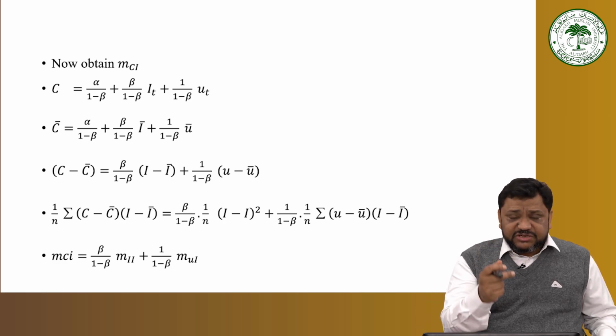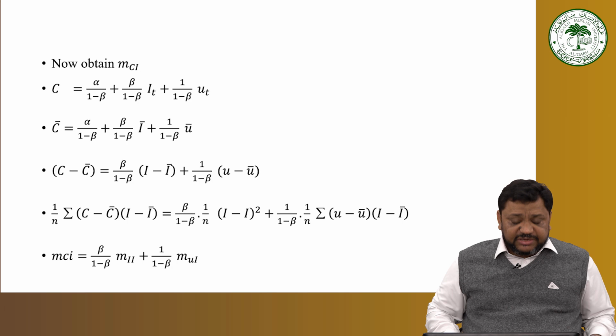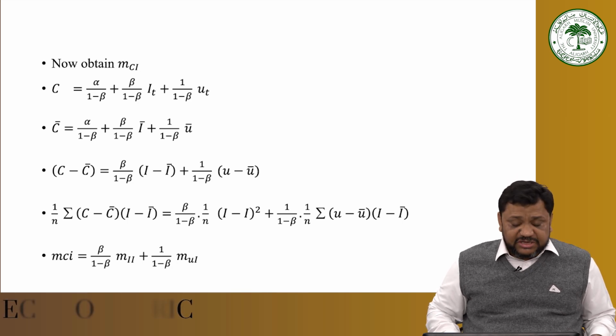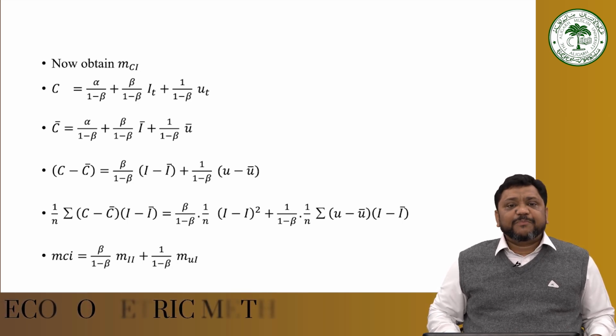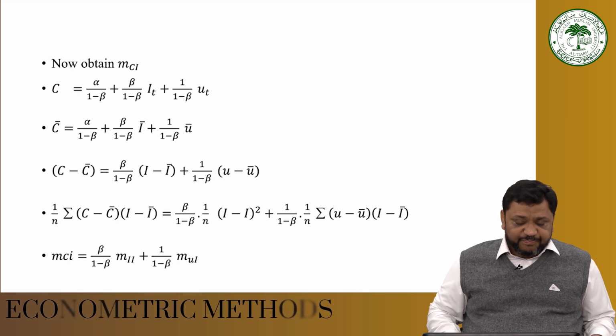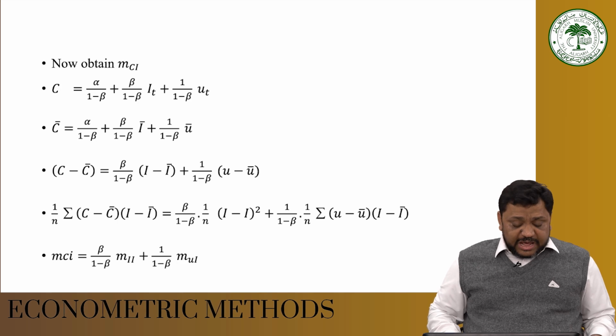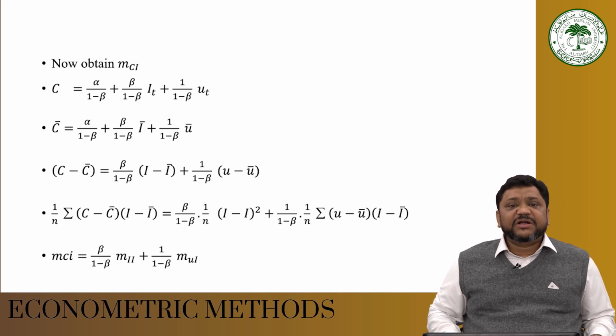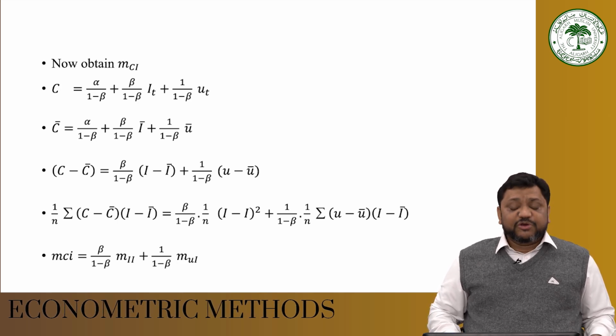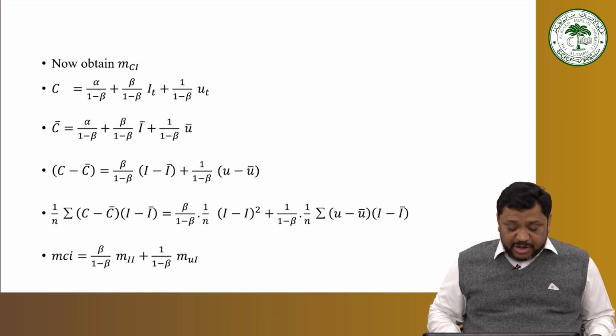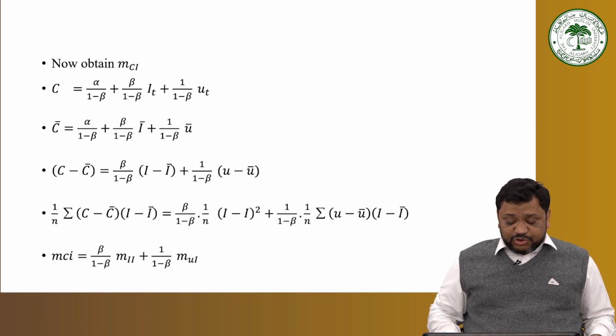Now we deduct C bar from C. So C minus C bar is equal to beta upon 1 minus beta (I minus I bar) plus 1 upon 1 minus beta (u minus u bar). This we multiply, both the right hand and the left hand side, with 1 upon n. So 1 upon n summation (C minus C bar) multiplied by (I minus I bar) is equal to beta upon 1 minus beta times 1 by n summation (I minus I bar) square plus 1 upon 1 minus beta times 1 by n summation (u minus u bar) multiplied by (I minus I bar).